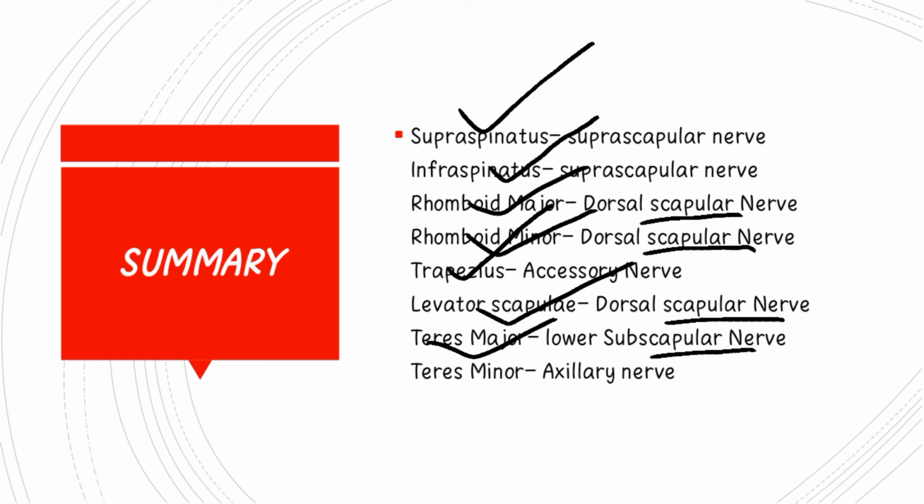So the trapezius muscle is from the axillary nerve, or sometimes you can see them write CX to CXI, something like that. You will see something like that. And the teres major is from the lower subscapular nerve, and the last one, the teres minor, is from the axillary nerve.